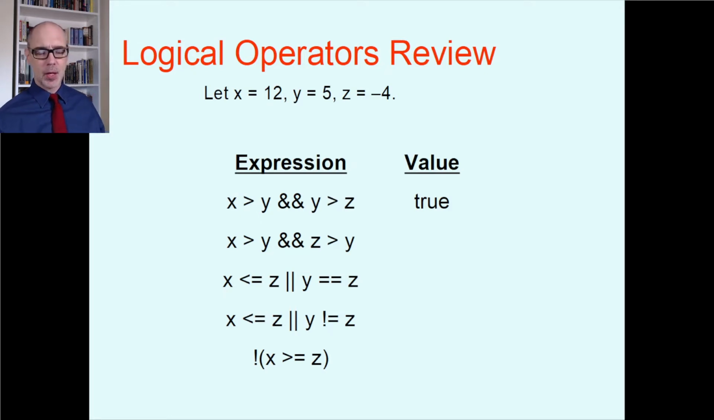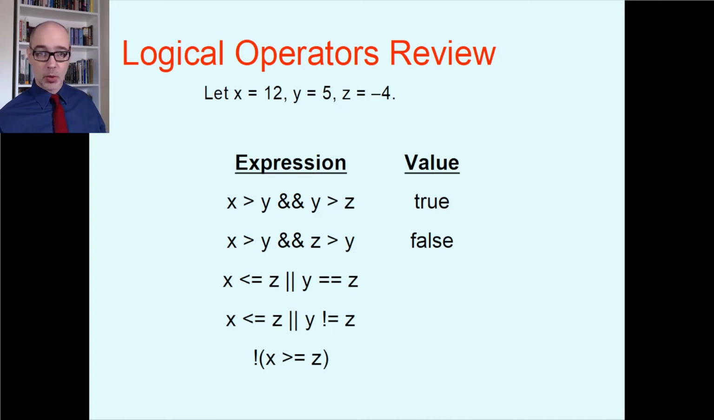Ready? Think you got it? So the next one, the left-hand expression is true and the right-hand expression is false, right? -4 greater than 5, that's actually false. So what you're looking at here is true and false. Remember, and requires both of them to be true. So in this case, the and comes back as false.